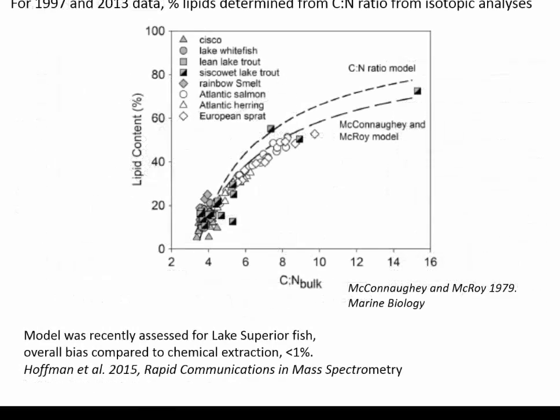For the 1997 and 2013 data, we had stable isotope information from these fish, and then you can convert the C and N ratio from an isotopic analysis to percent lipids. And this has been shown in a lot of studies over time, and it was just recently shown from the EPA Duluth lab by Hoffman et al. to hold true for Lake Superior fish as well. So they compared values they got from the C and N ratio to those determined chemically, and they saw a less than 1% difference between the two.